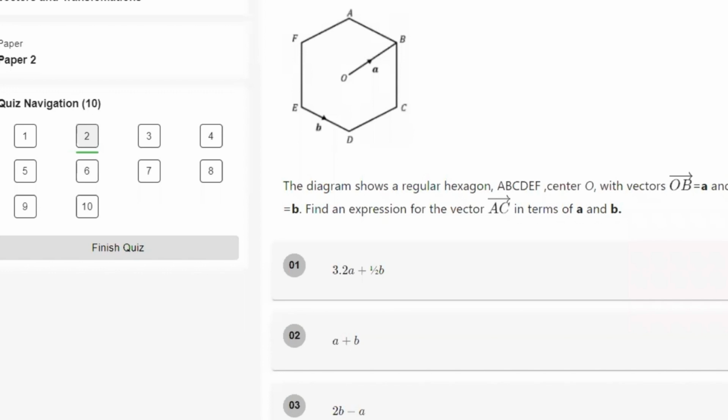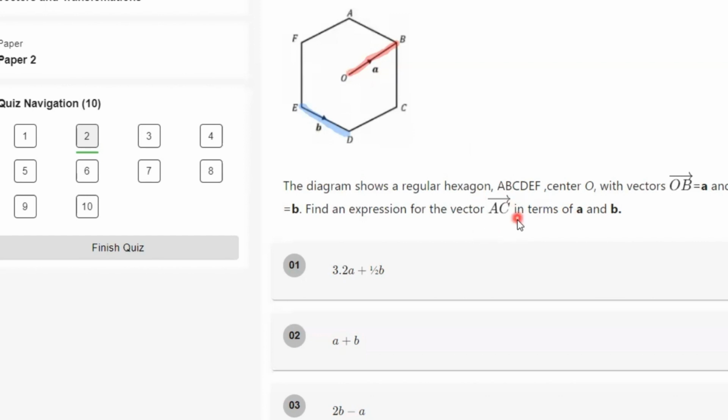So next, let's go ahead and look at an exam type question that deals with vectors. The question reads: the diagram shows a regular hexagon ABCDEF, center O, with vector OB as a. So my vector OB here is the vector a, and vector ED is b. And it asks us to find an expression for the vector AC in terms of my vectors a and b.